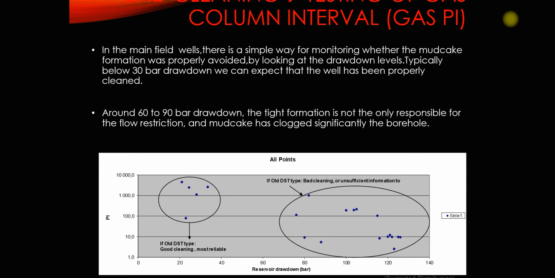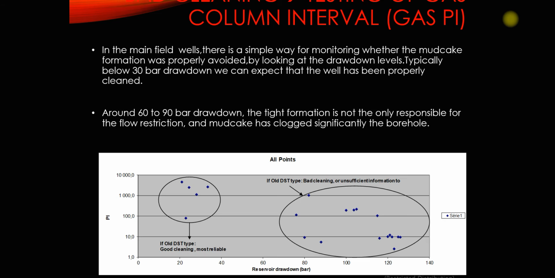they have very large drawdown, and it is likely, not certain, but very likely, that part of this is due to tight formation, but another part of this drawdown is due to the bad cleanup. So, in this circumstance, as I wrote, the tight formation is not the only responsible for the flow restriction, and mud cake that has clogged significantly the borehole is likely to occur. So now, this being said, this statement is valid for the old DST within these points.